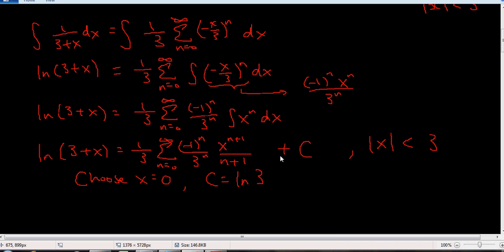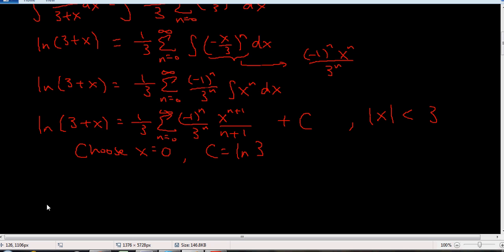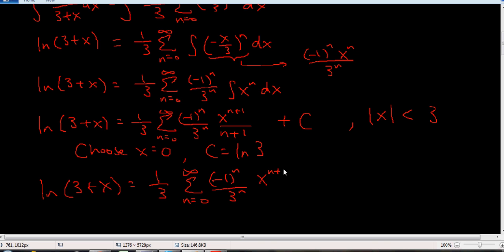Right? This whole thing is 0. C is equal to, I plug in 0, ln 3. So that would be my power series representation for ln of 3 plus x. So ln of 3 plus x is simply equal to 1/3 times the sum of 1 over 3 to the n, x to the n plus 1 over n plus 1, then plus ln 3. And this is valid for x between -3 and 3.